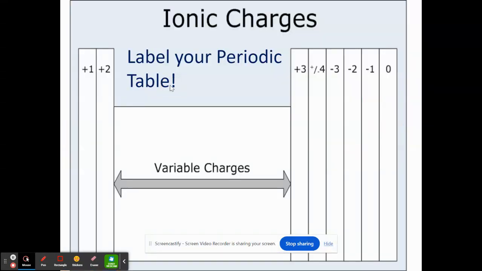On your periodic table, which should be out, by the way, you are going to label each of these columns with a +1 and a +2. We're going to skip the transition metals here. We don't really do anything here in our course. Then +3, ±4, and I'll explain why in a little while. Then -3, -2, -1, and 0. Again, I'll explain in a minute.